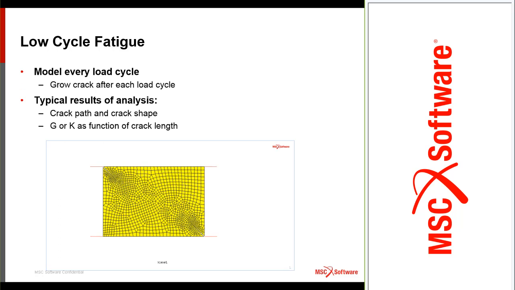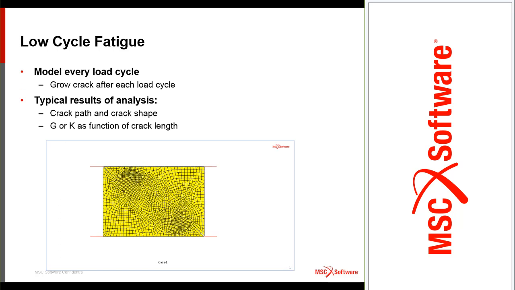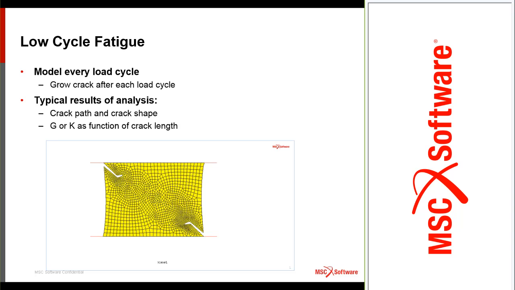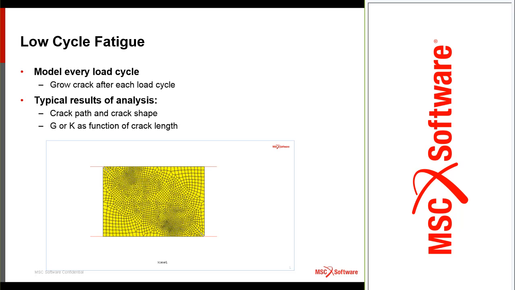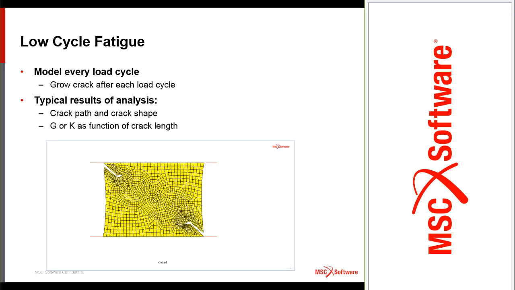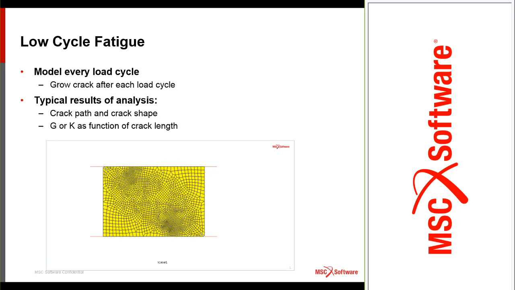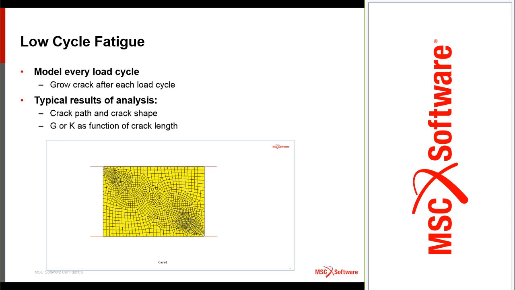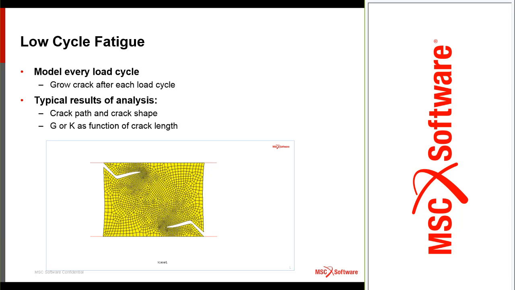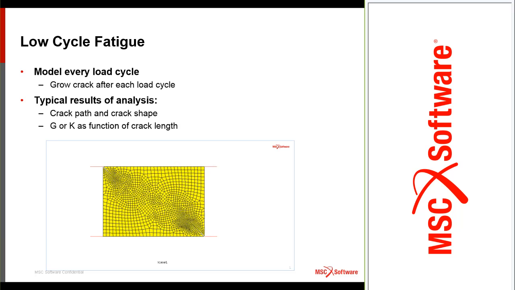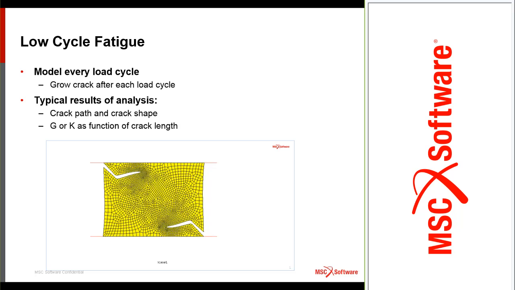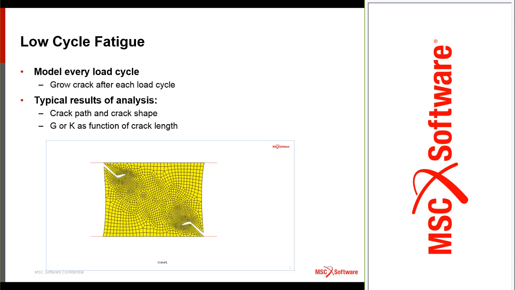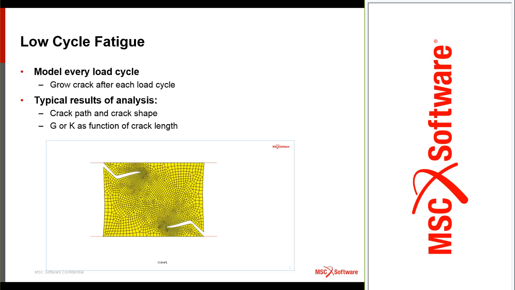And just some information on what we mean by that. With low cycle fatigue, we have a small number of cycles, so up to 100 or something like that. So we can model each and every load cycle we have. So we do a load cycle, say a loading, unloading, and then we grow the crack. And then we do another loading, unloading, and grow the crack.